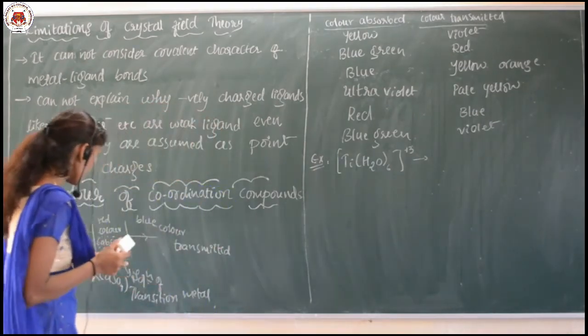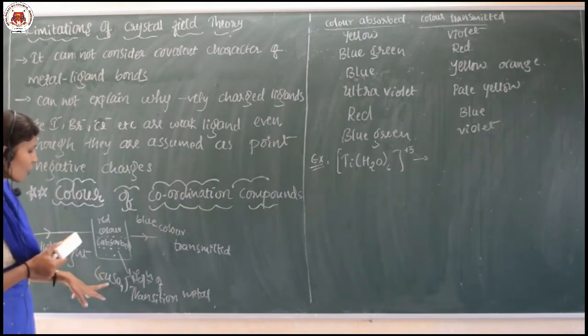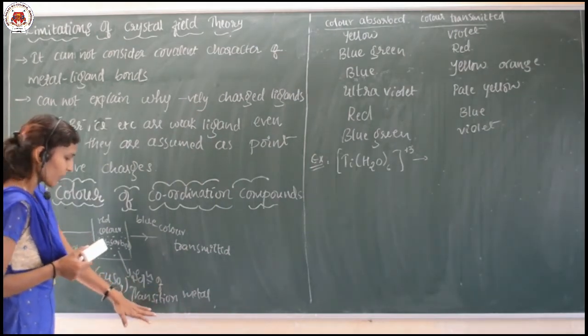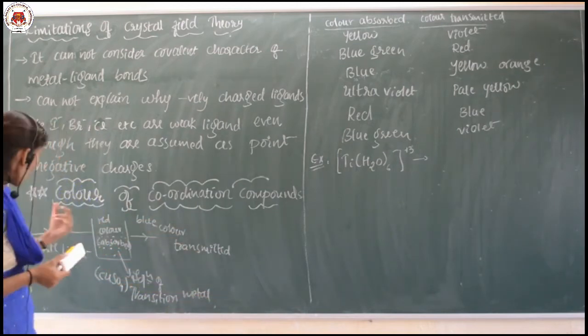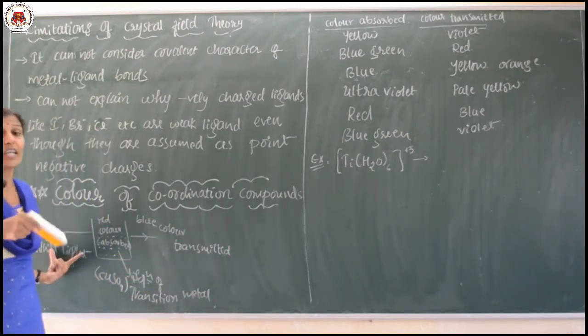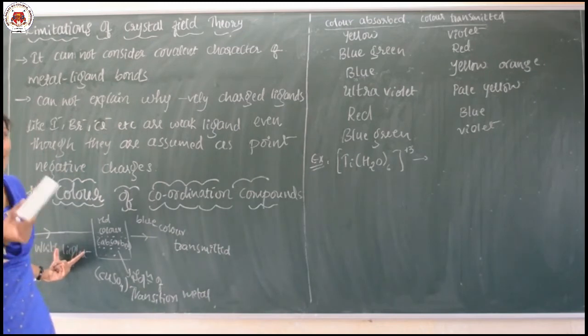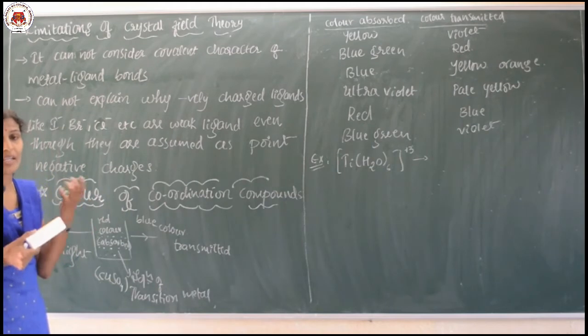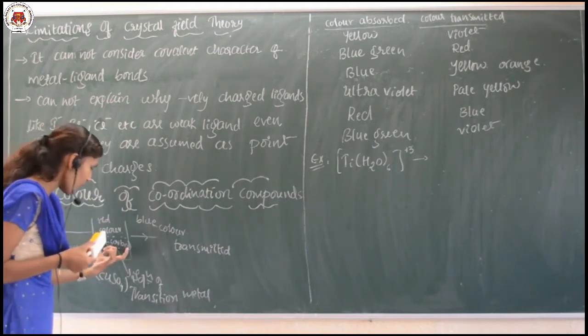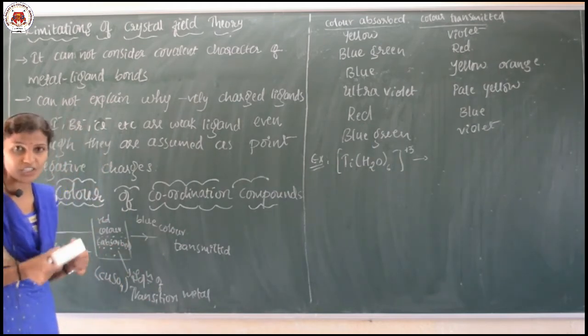Okay, suppose there is a complex, copper sulfate solution, that I am taking. If you consider the solution of the transition metal, I am passing a white light. Certain electromagnetic radiations of the white light are absorbed by the solution of this transition metal.